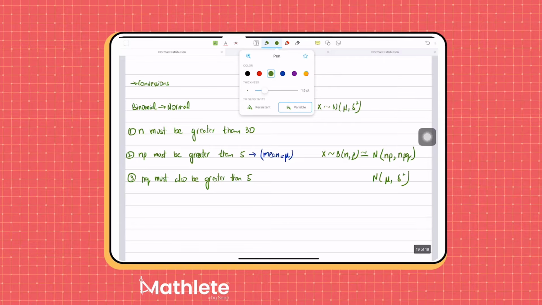Now, have you guys heard of continuity correction? Yes? Okay. Now, have you guys memorized the rules?